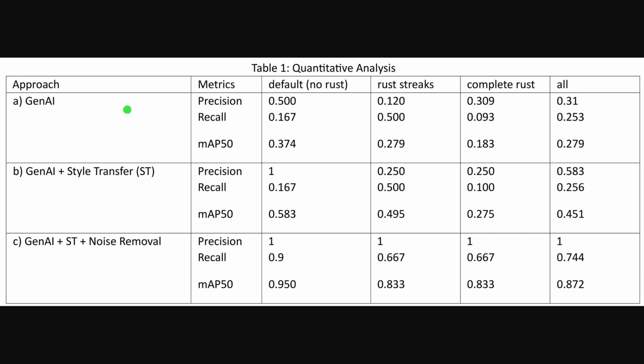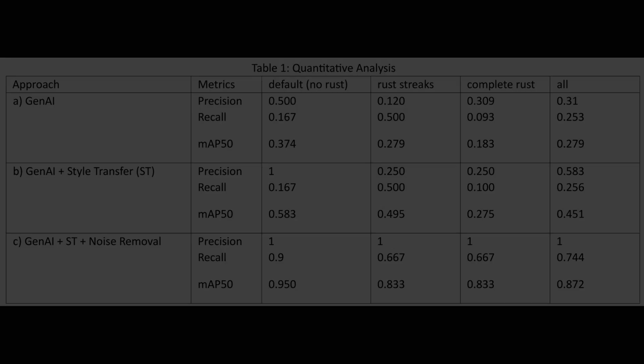Table 1 presents the quantitative analysis, which compares 3 training variants across classes and aggregates. The metrics climb steadily from general AI alone to general AI with style transfer, and finally, to general AI with style transfer and noise removal, which gives the best results. The all column reports MAP50 rising from about 0.279 to 0.451, and then to 0.872, showing the filtering step mattered because it boosted both precision and recall across classes.